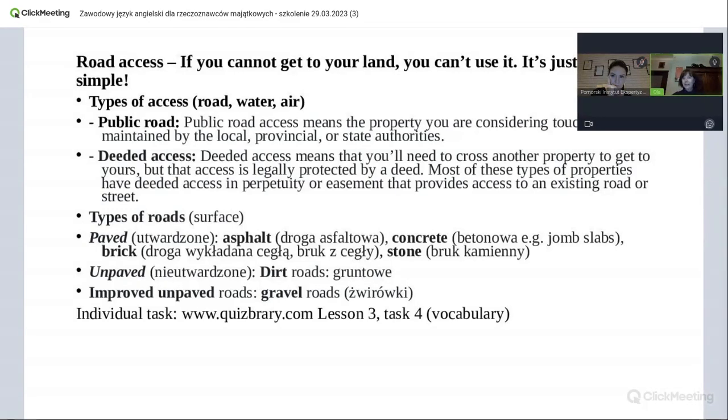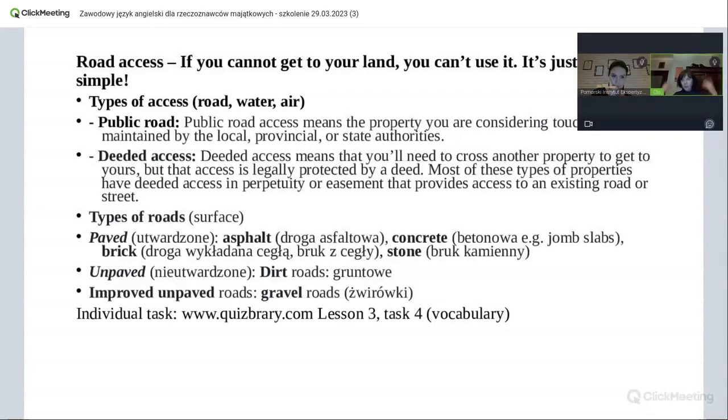Deed, or a notarial deed, akt notarialny, it means that you have to sign some deed to cross another property to get to yours, okay? So don't be surprised if you hear something like a deeded access, because it simply means that probably you have some servitude, right, or easement of the road. And as it is written here, most of these types of properties have deeded access in perpetuity. You remember the expression? Or easement that provides access to an existing road or street.